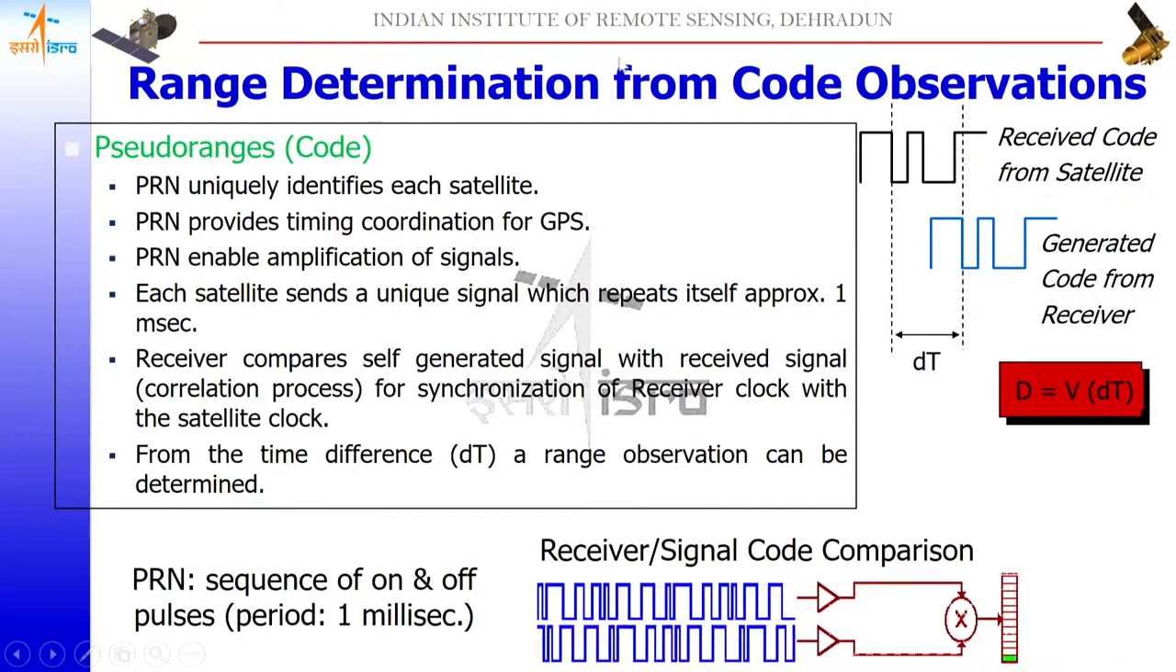Then the range determination from the code observation. In the beginning we had discussed that the received code from the satellite should get matched with the replica signal generated by the ground receiver. So you see there is a time delay, this dt, and we have to estimate the dt. How can we do that? We need the receiver measurements and this navigation message. Then we need all the error budget.